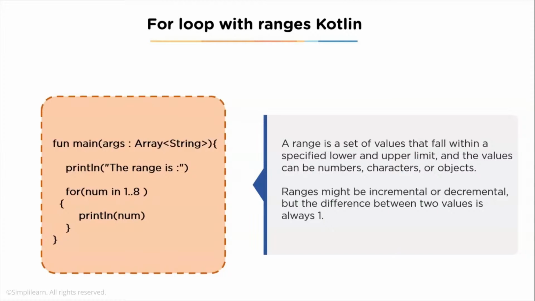Also, we can use a step function to print the elements with a gap. And we also have to mention the gap, like step 2. There are more library functions that build ranges that aren't covered by the double dot operator. For example, downTo creates a range that counts down, while rangeTo creates a range that advances to a certain value. Now, as we have understood ranges, let's understand the while loop.